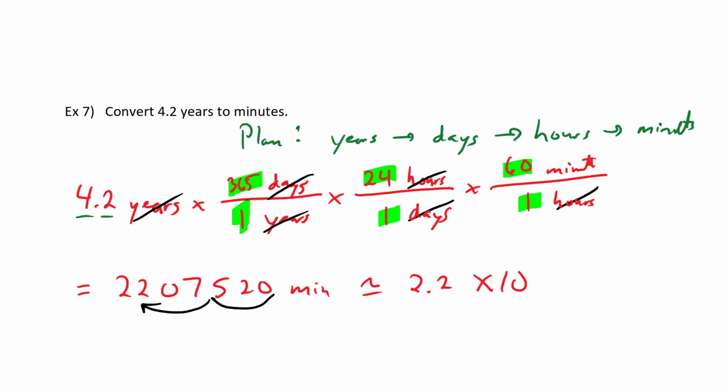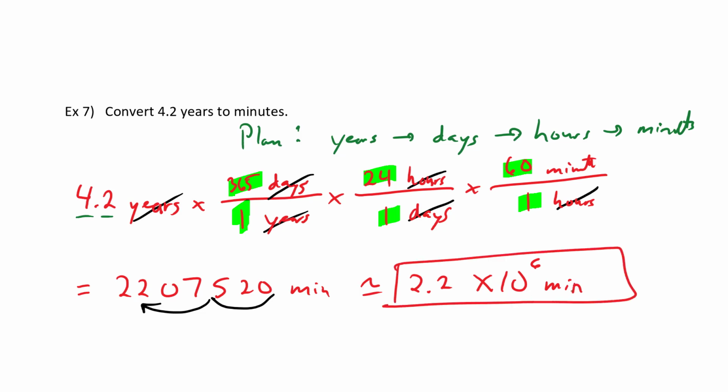2.2 times 10 to the 6 minutes. Now ask yourself, does that make sense? In 4.2 years, how many minutes are there? There's a lot of minutes. So that makes sense.